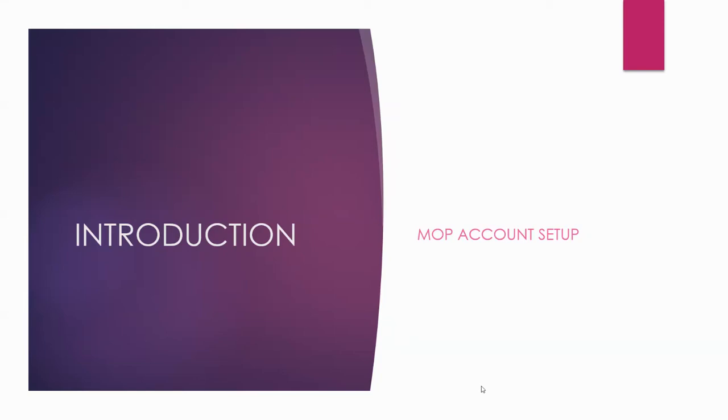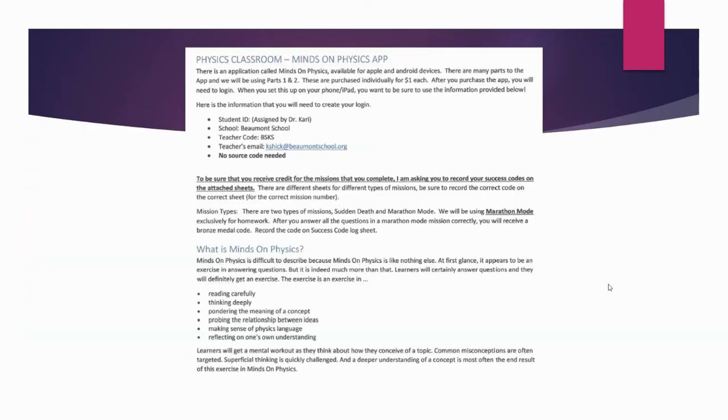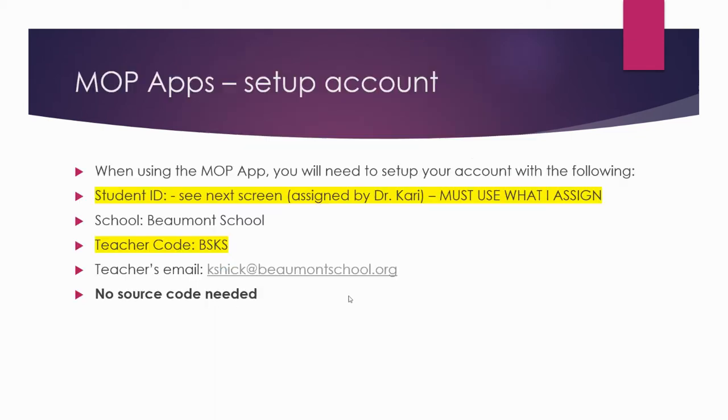So in this general video, I want to talk about your MOP account setup that you're going to be using throughout the semester. So you have this sheet of paper that has some information about the Mind on Physics app, and we call it MOP. You should have already purchased the parts 1 and 2 for $1, and we're going to set that all up today. This has some information that you should probably scan through and read.